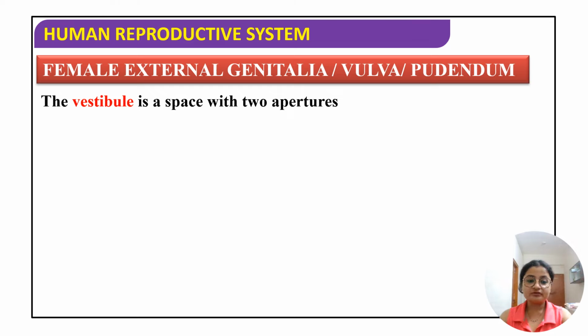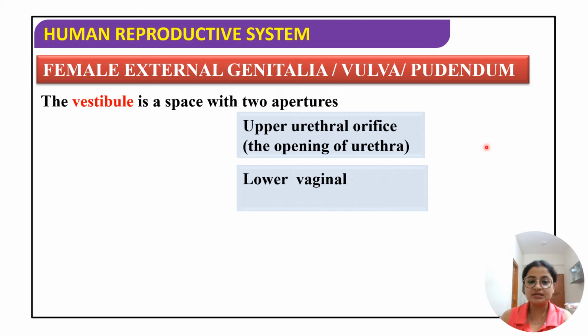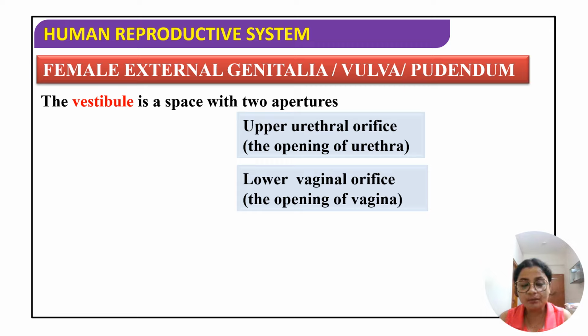Okay, so moving on to the vestibule. So the vestibule is a space with two apertures. One will be the upper urethral orifice, that is the opening of the urethra, from where urine will come out, and the other will be the lower vaginal orifice, which will be the opening of the vagina. Okay, from where the menstrual blood will come out, and in case of delivery the baby will come out.